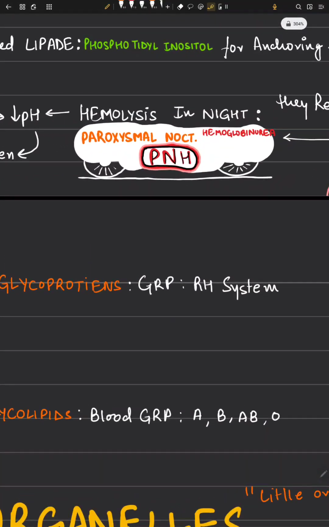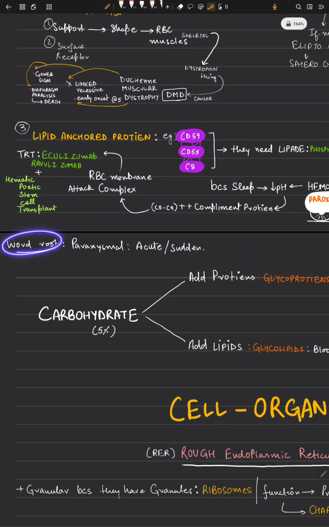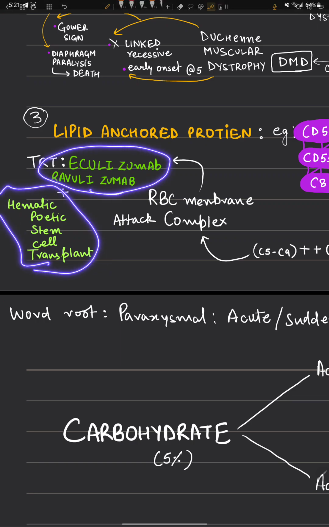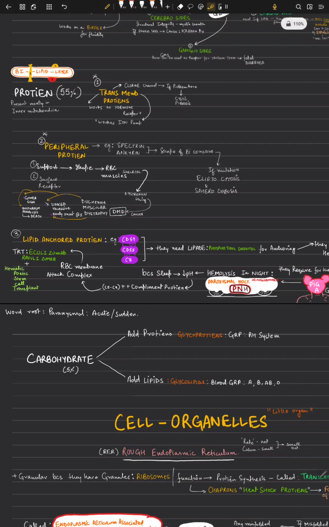The word paroxysmal here means acute. Just remember the word root of paroxysmal is acute or sudden. So the treatment is eculizumab and ravulizumab, and eventually the main treatment will be hematopoietic stem cell transplant. This is the main treatment. This is just the medicine. So eventually you will need to get this done.